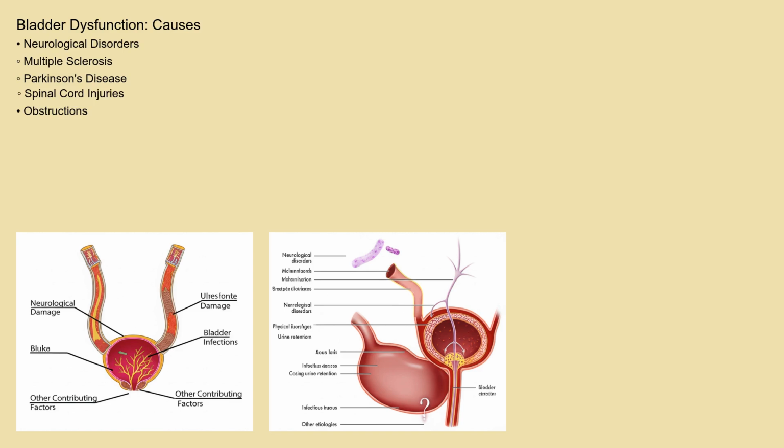Infections like urinary tract infections or bladder infections can irritate the bladder lining and lead to dysfunction. Certain medications, particularly those with anticholinergic effects, can also impact bladder control. Finally, in some cases, the cause remains unknown, referred to as idiopathic bladder dysfunction.